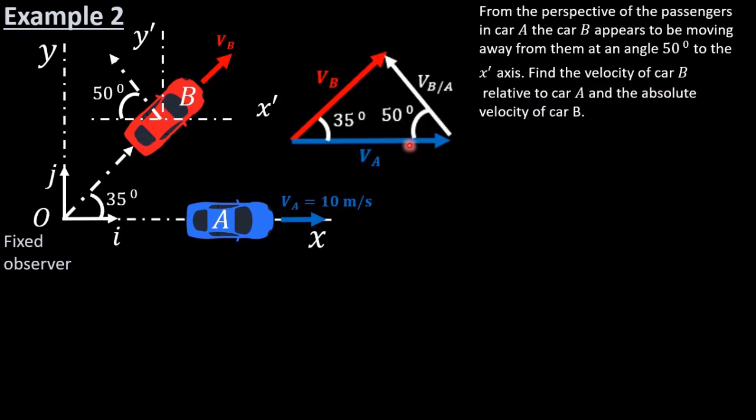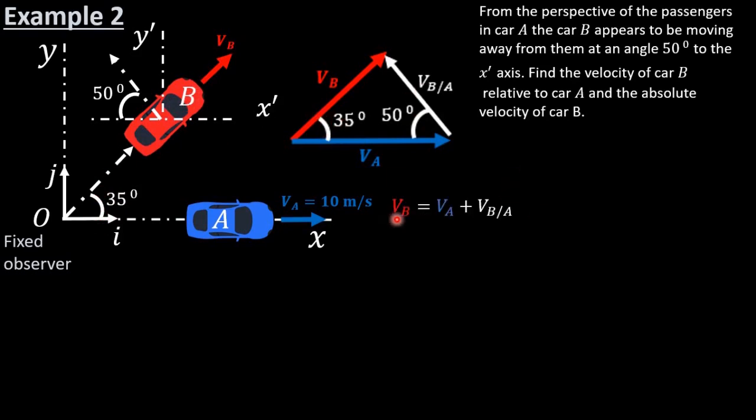So what we can do is construct a velocity triangle out of the velocity vectors for car A and car B, and then we can complete that triangle with the relative velocity of car B relative to car A. We knew that the angle between the relative velocity vector and the x prime axis was 50 degrees, but because x prime over here is parallel to x over here, the angle between the velocity vector for car A and the relative velocity is going to be 50 degrees. And we were told this angle here was 35 degrees from the x-axis to the velocity vector for car B. So that's how we got 35 degrees there.